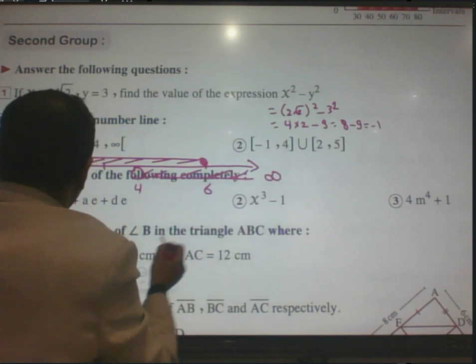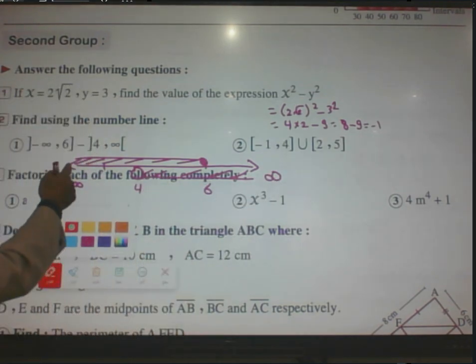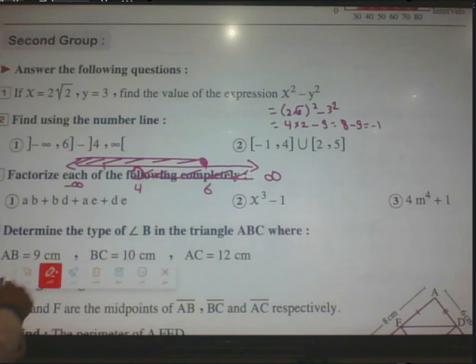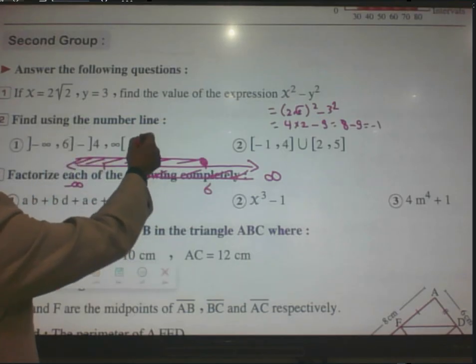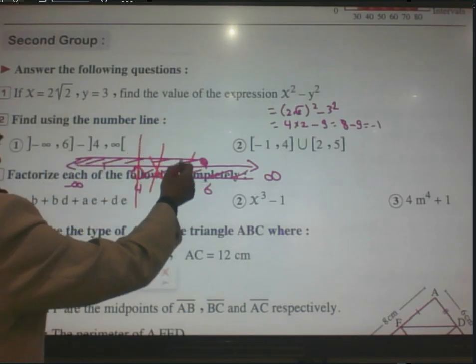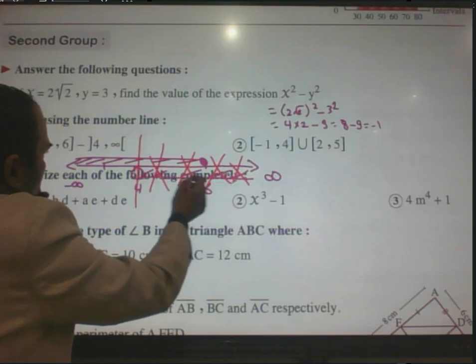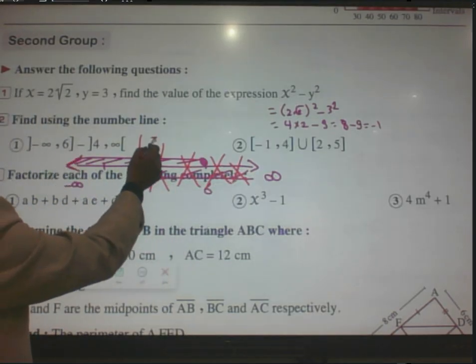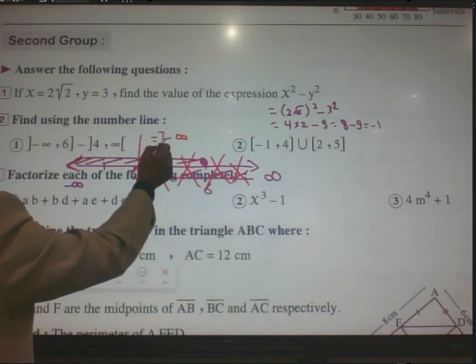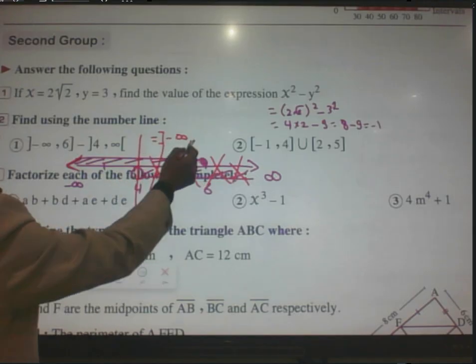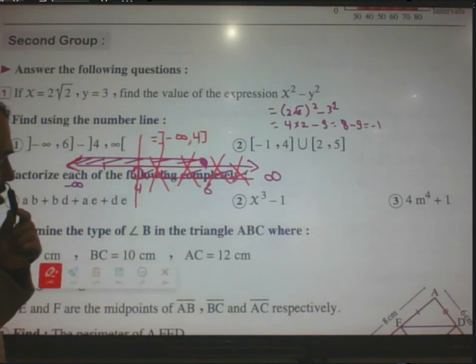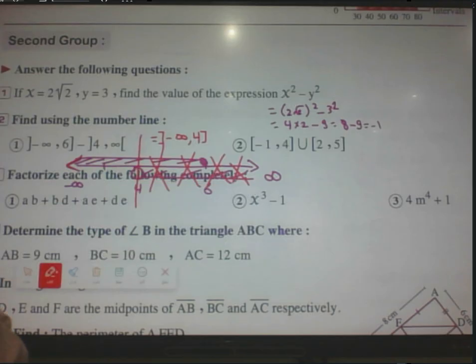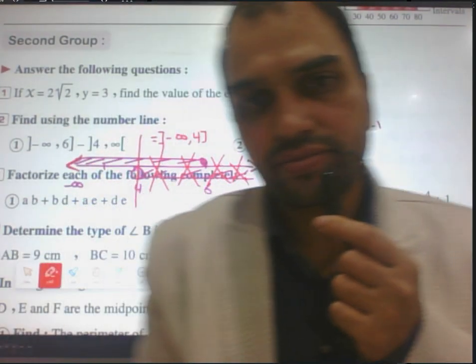We have infinity. We won't find the difference here. The difference means cancel this interval. We won't cancel this interval from 4 to infinity. We can cancel, so the remainder will be from negative infinity to 4. From negative infinity open to the digit 4, and 4 will be closed. Negative infinity opened and 4 closed.